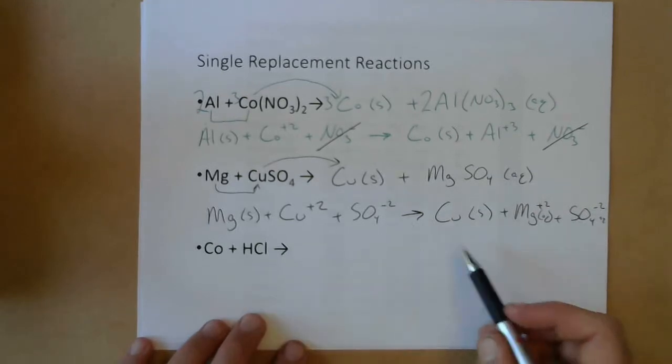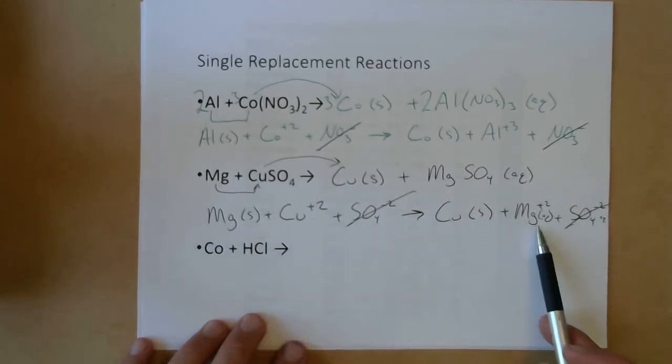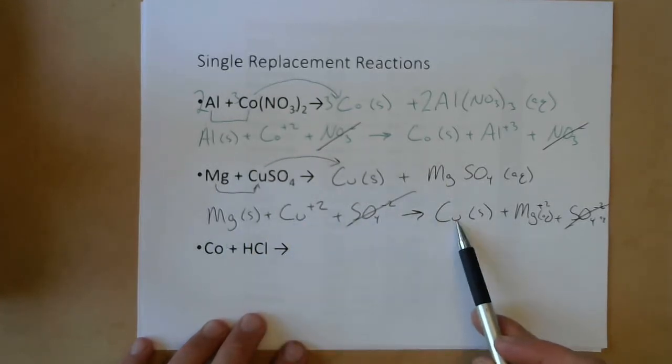And then we look for spectators. So we have sulfate ions on each side, so they can get canceled out. And really what's taking place is that the magnesium is becoming ions and the copper is becoming a solid.